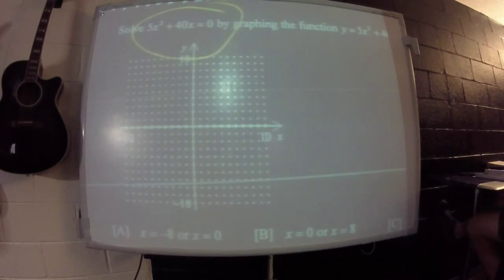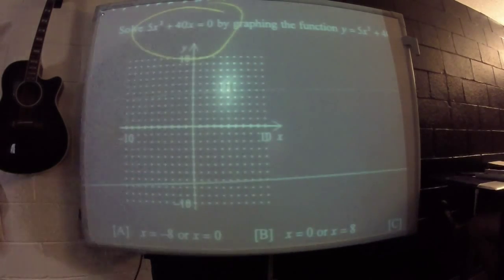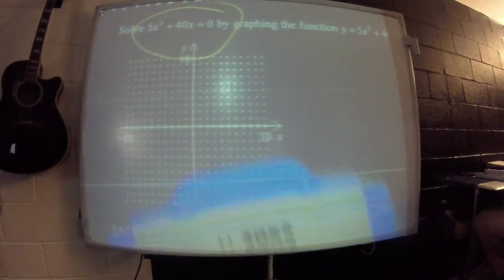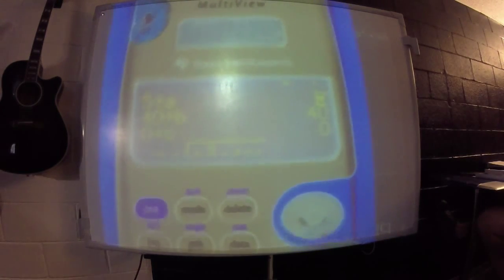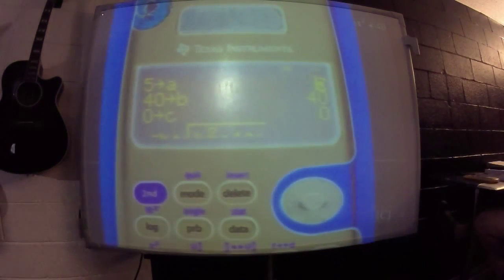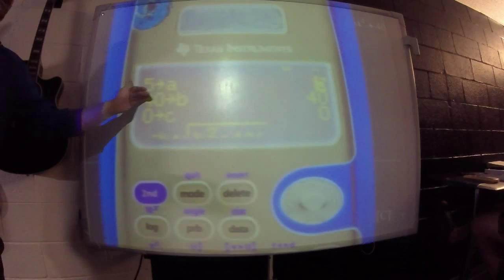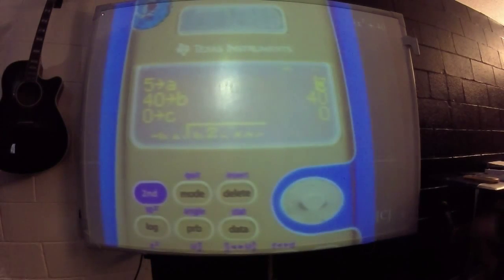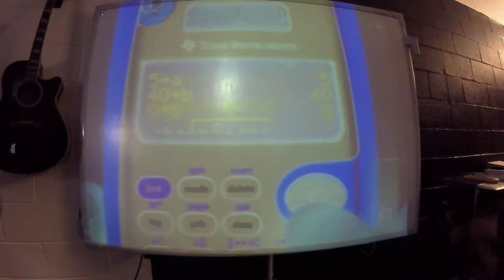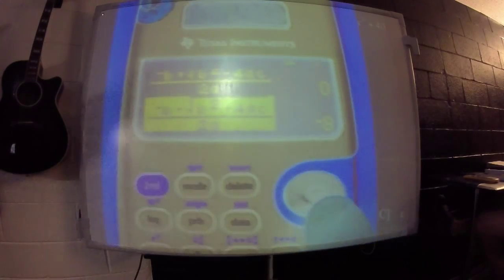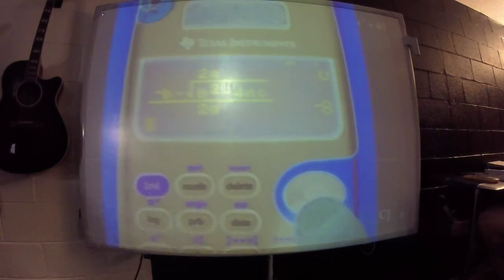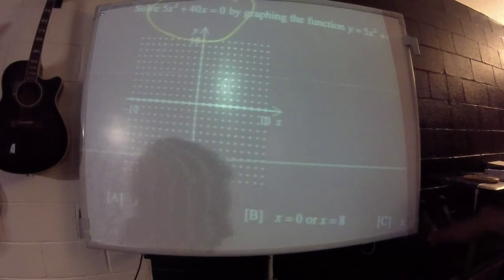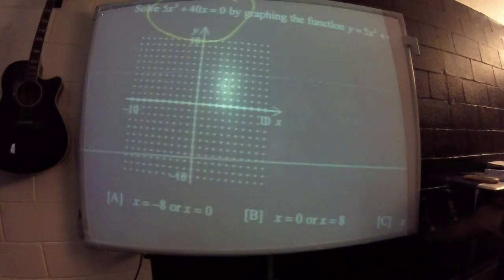Okay, if you're doing the quadratic formula, notice this is how Brenda did it. She stored A, B, and C with this calculator. 5 stores A, 40 stores B, and 0 stores C. And then she just put the quadratic formula in, and she got one answer of 0 and one answer of negative 8. Now when you guys look at the graphing calculator, it's kind of hard to see that it's hitting at 0. Here.